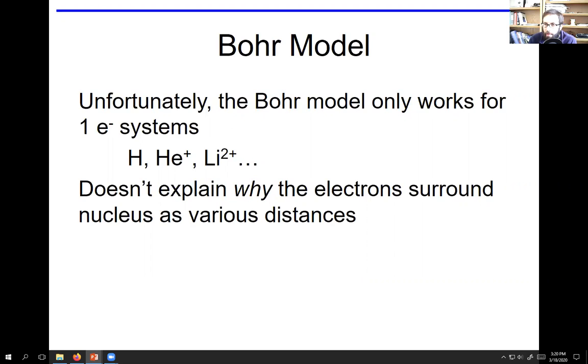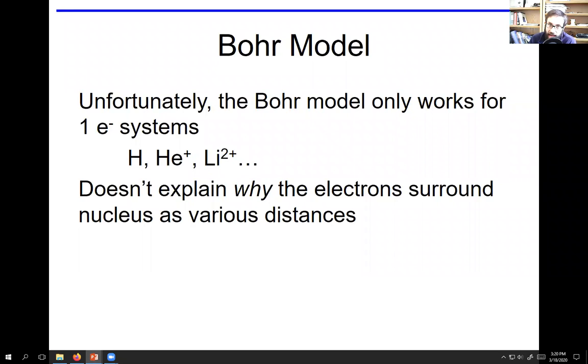Something that is interesting is that it basically only works for one electron systems, okay? And the reason is because it doesn't take into account electron-electron repulsion, okay? But it does illustrate nicely the principle that energy is quantized. So I think this is why we still teach it, okay? So it only works for hydrogen.